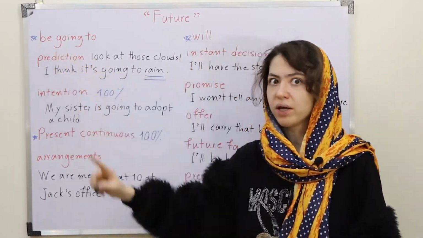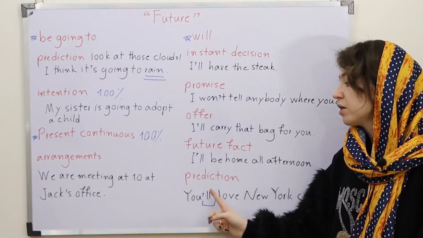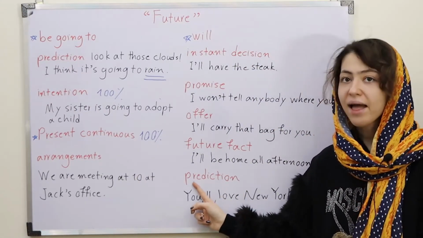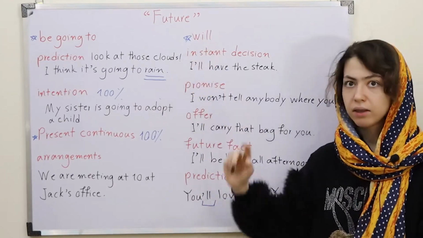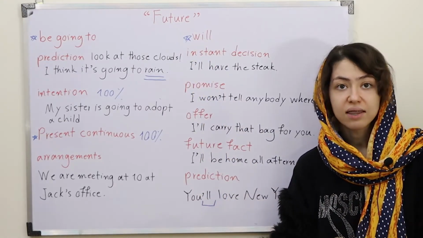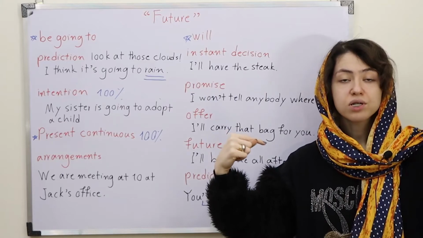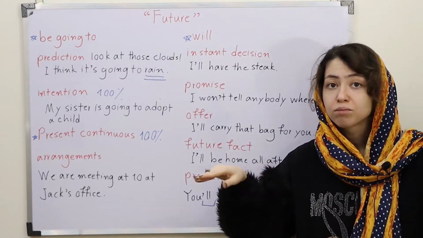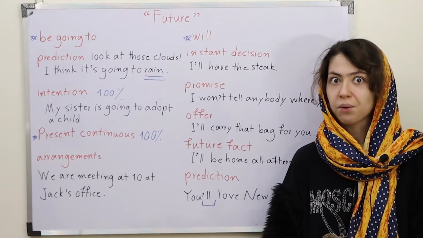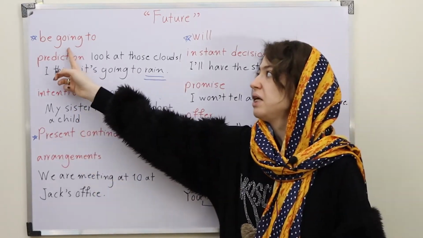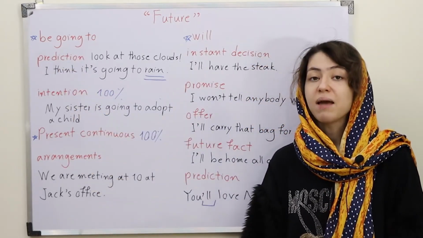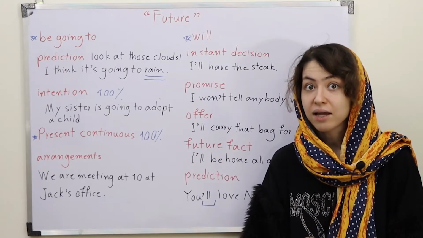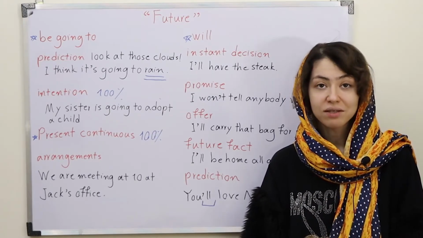So right now, we figure out a difference between prediction of will and prediction of be going to. If you're talking about prediction and you are using will, you are stating that it's your personal thought. You cannot prove it, okay? But in be going to, it's based on some signs and you can prove it.